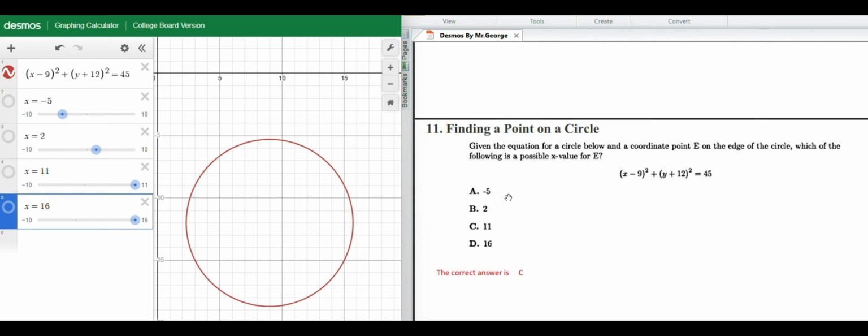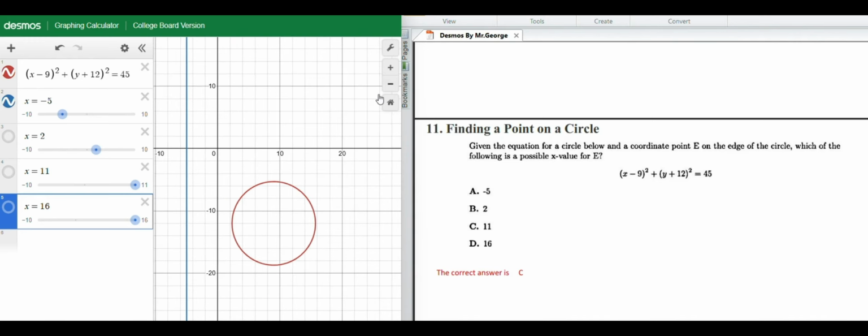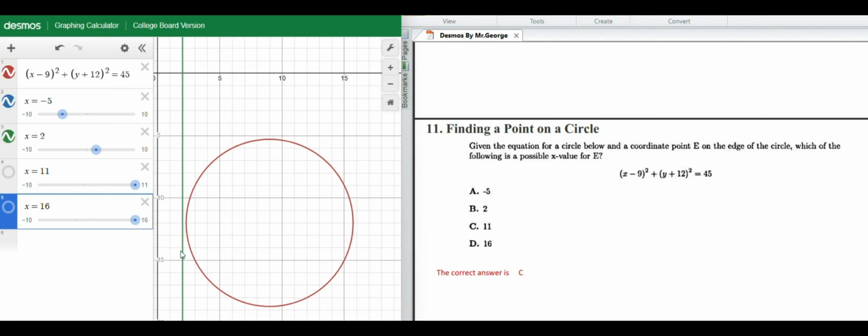Then we put the multiple choices that we have over here, x equals -5. Let's zoom out to see the line. It's not intersecting with the circle. Over here, x equals 2 is also not intersecting with the circle. x equals 11, as you see, is intersecting at 2 points, so that's the good one. Over here, x equals 16 is away from the circle, so your answer is 11.